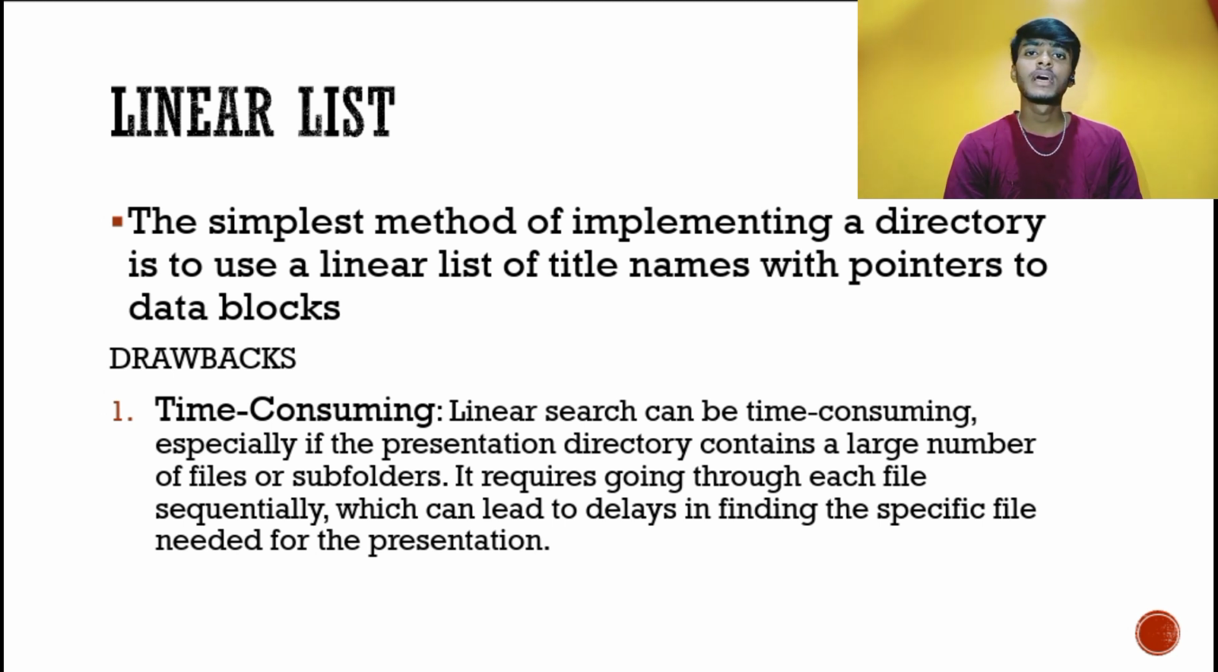The first one is that it is time consuming. Essentially, if the presentation directory contains a large number of files or subfiles, it requires going through each file sequentially. In the linear list, it checks each and every file in order, and then it reaches the key file. It is very time consuming, which can lead to delay in finding the specific file needed for the presentation.